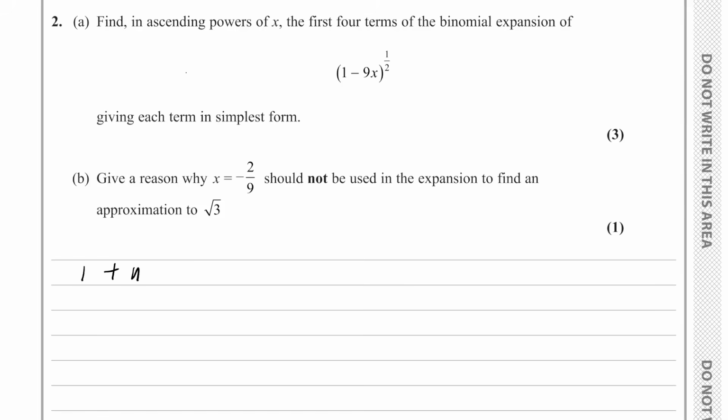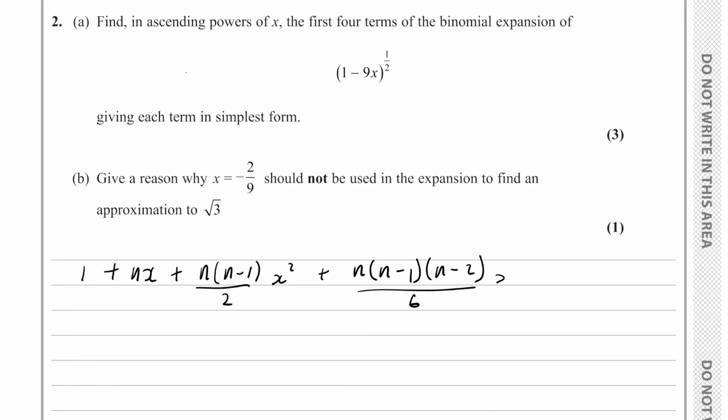So it's going to be 1 plus nx plus n times (n minus 1) over 2 x squared plus n times (n minus 1) times (n minus 2) over 6 x cubed. They're going to be the first 4 terms. And our n is the power, half. And our x is going to be negative 9x. So I'm just going to substitute n and x into this binomial expansion.